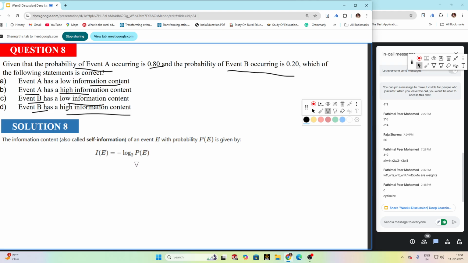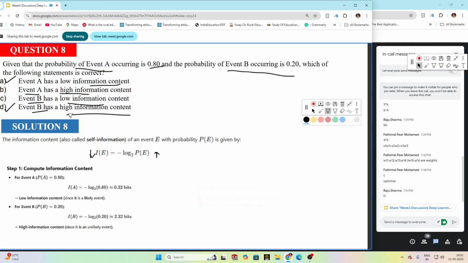If we have a higher probability, that means we have a lower information content, because as there is a minus sign in between, whenever our probability increases, our information content will be less. So the event here has higher probability, that means it will have a low information content. So option A is right. Event B has a low probability, that means it will have a high information content. So A as well as D is the correct answer.